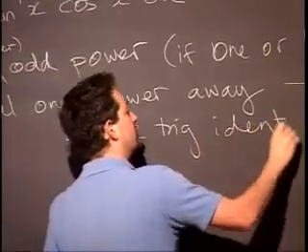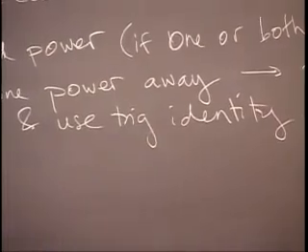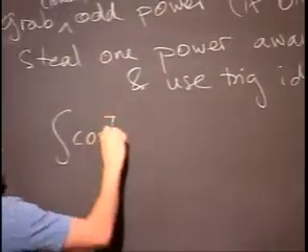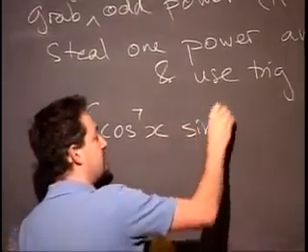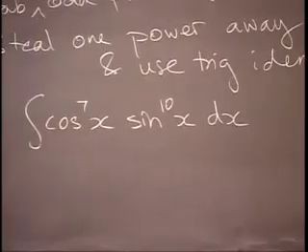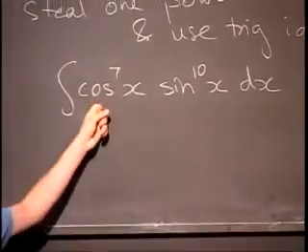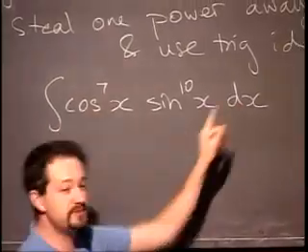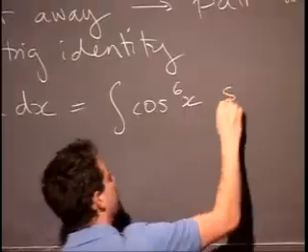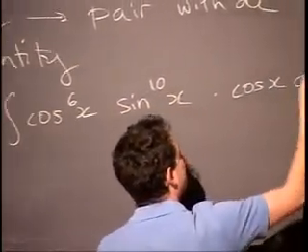Well, what on earth does that all mean? In order to show you, I'd like to do an example. Suppose you want to do cosine to the 7th x, sine to the 10th x dx. Well, I've got two powers, 7 and 10. 7 is the odd one, so I'm going to seize that. I'm going to steal away cosine x and put it with the dx. So what's left is cosine to the 6th x, and then I'll have a cosine x dx.